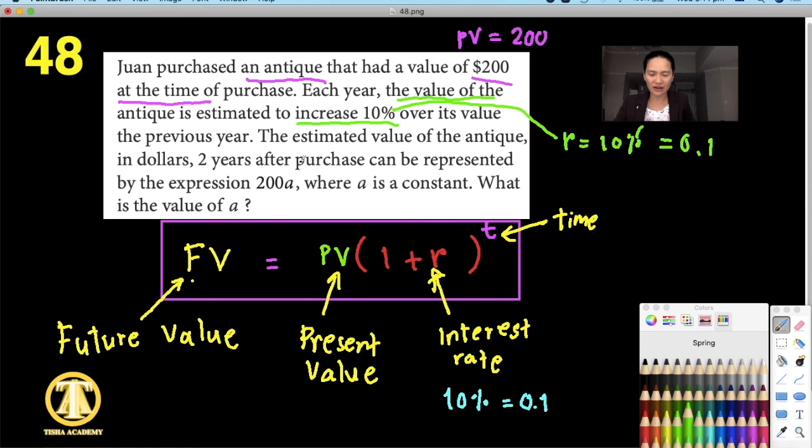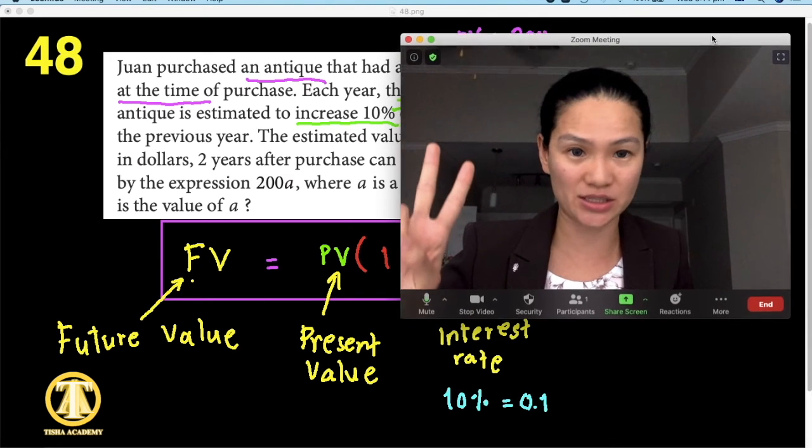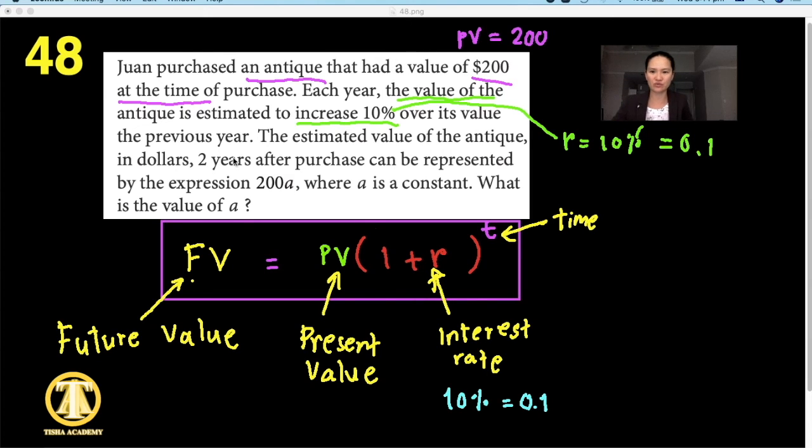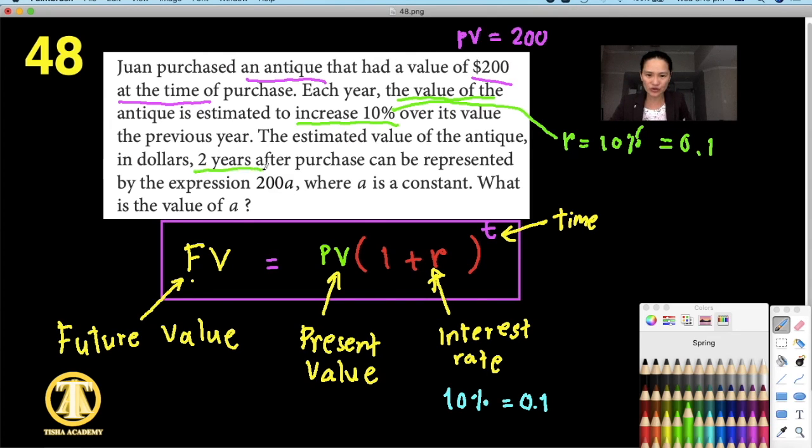Okay, and what else do they give you? You need to read the question at least twice. Don't forget about this information. Read the question twice and apply this rule. They said that in 2 years, so that means the next 2 years, the time equals 2 years. The value in the future turns out to be, look at this one carefully, 200a. This one is FV, future value. What they want you to find exactly is the value of a.